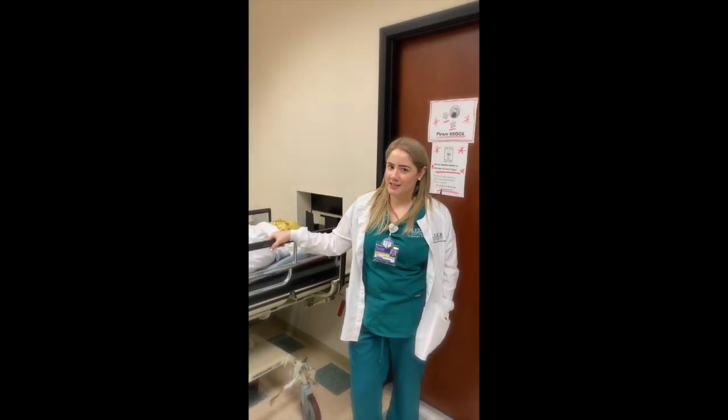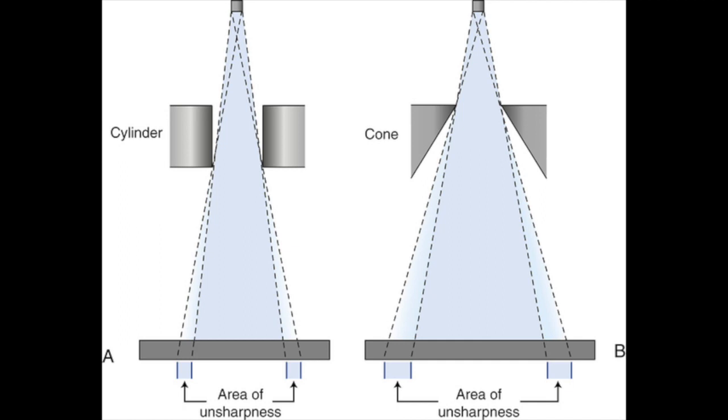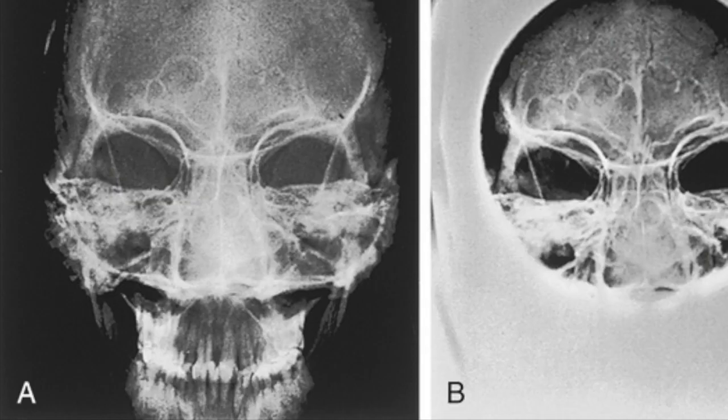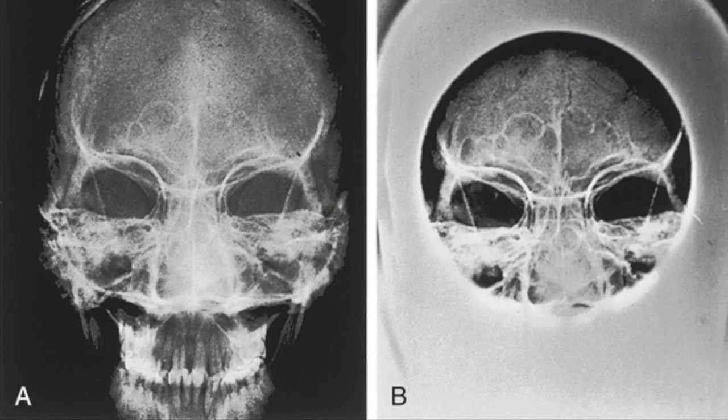Cones and cylinders are another type of beam restricting device. Cones and cylinders are circular aperture diaphragms with metal extensions. A cone has an extension that splits with the upper diameter smaller than the bottom end. They can vary in length and can be shaped as either a cone or a cylinder.